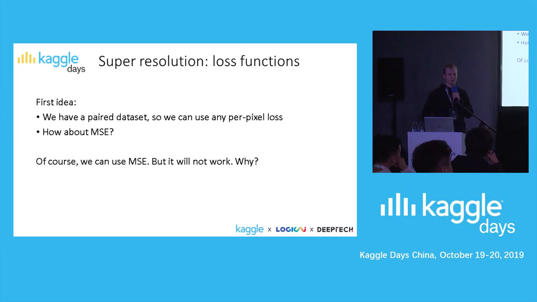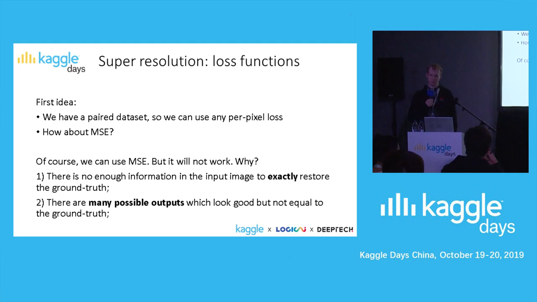The first idea, as I said, we have a paired data set. So we can just use any per pixel loss. So why not use mean squared error here, like any L2 loss? And the answer is simple. We can use MSE here, but it will not work. Why? Try to understand. Because it will encourage gloomy results. It will be like Gaussian distribution encouragement. Yeah, but why will the results be gloomy?